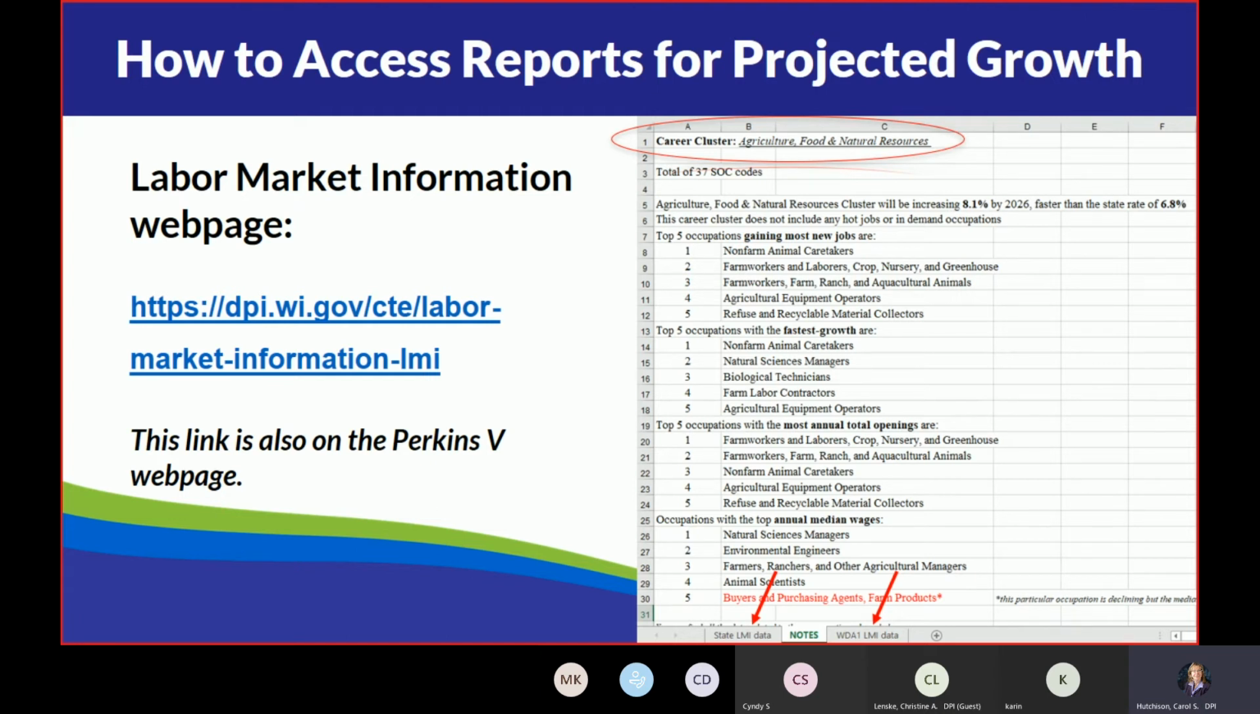On the bottom of the screen, you will see a tab for overall state labor market information data for this CTE program area, and a tab labeled WDA1 LMI data. Once completed, these tabs will show you the LMI data for the CTE program area specific to your region by Workforce Development Area, or WDA. Similar reports will be developed for all 6 CTE program areas. We're in the process of creating these reports. However, they'll be available in the near future. You'll be able to find them on the DPI website on the Labor Market Information page.